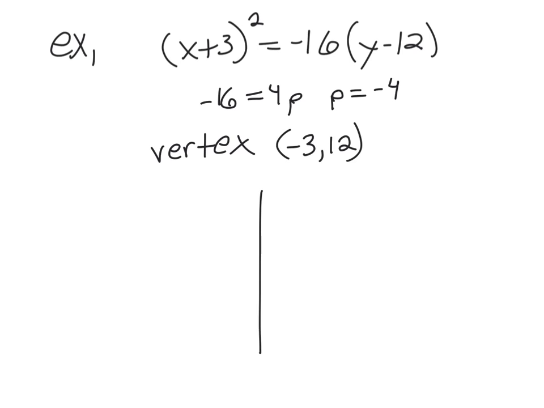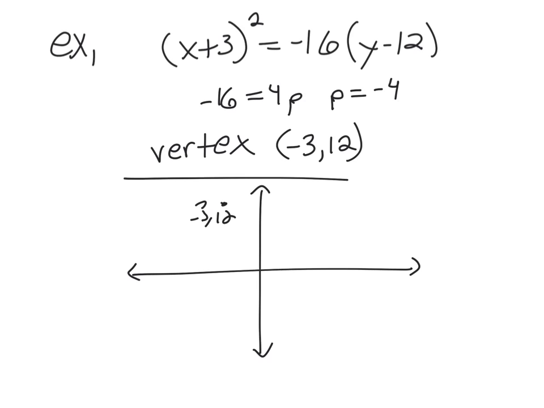We can go ahead and make a pretty crude little graph of this. So let's see, (-3, 12), a little to the left, a lot up. There's our vertex, (-3, 12). Our directrix is going to be 4 above that, so it's going to be at y = 16. Our focus is going to be 4 below that, so the focus is going to be at (-3, 8). I'm going to go ahead and just draw a basic graph of my parabola through here.